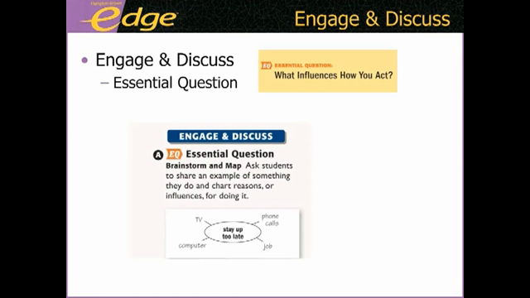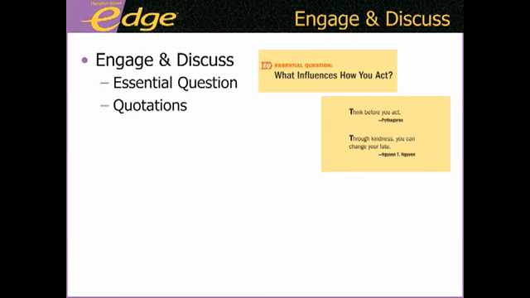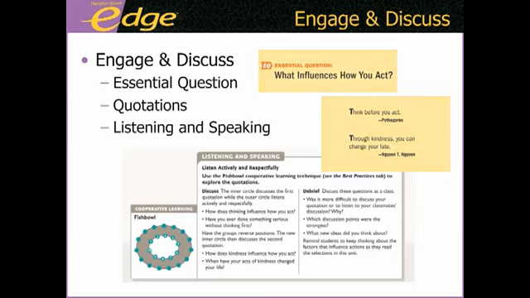As students discuss the essential question, you will begin to develop a class mind map where they can brainstorm their initial thoughts in regards to the essential question. As you can see in the example here, students are asked to share examples of something they do and the reasons or influences for doing it. Now take a look at the quotations provided. Do you see how they connect to the essential question?